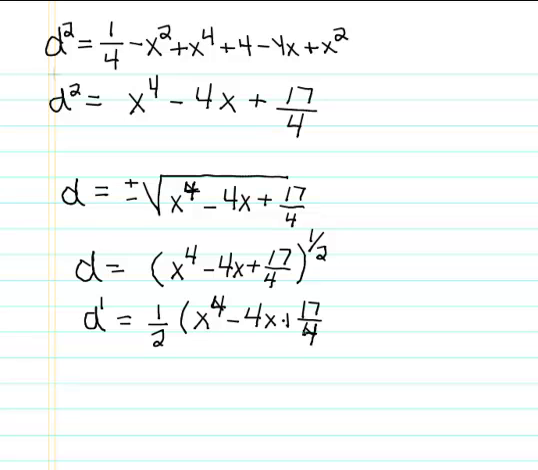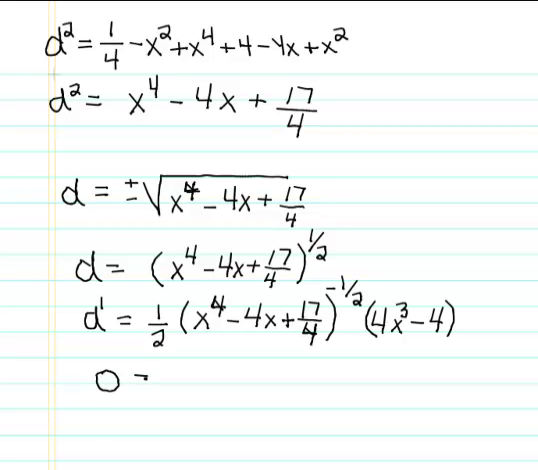This pen does not like writing 4s or plus signs. All to the negative 1/2 power. But then we also have to multiply by the derivative of what's in the parentheses, which would be 4x cubed minus 4. And since it's an optimization problem, we're going to set all of this equal to 0 and solve.